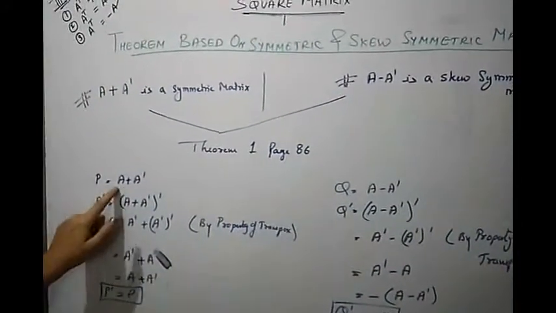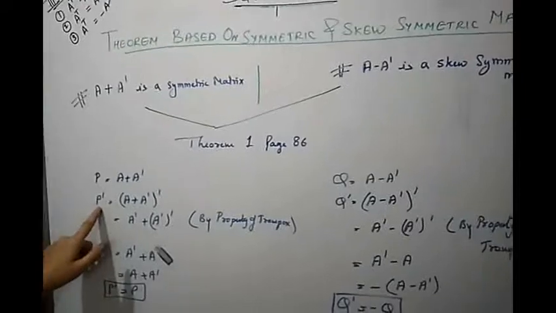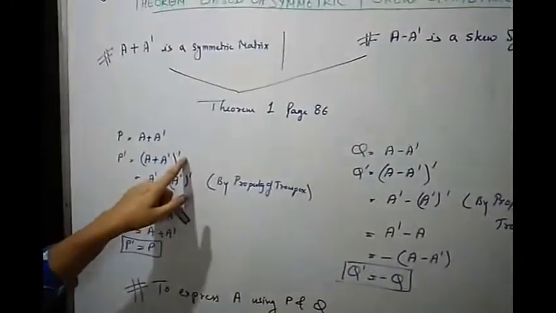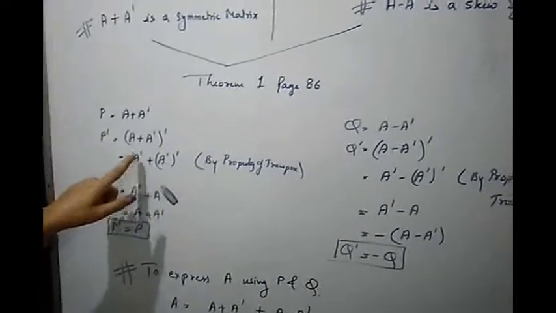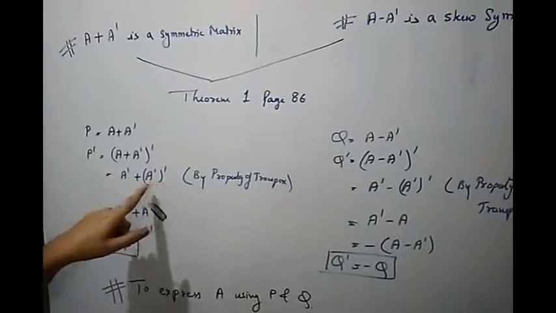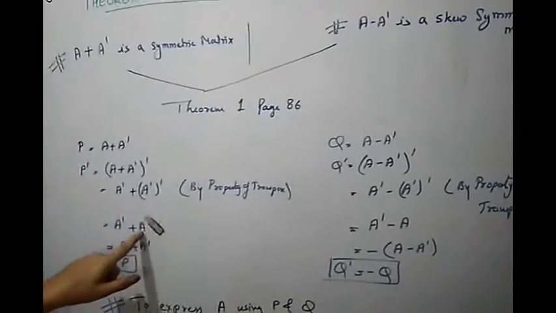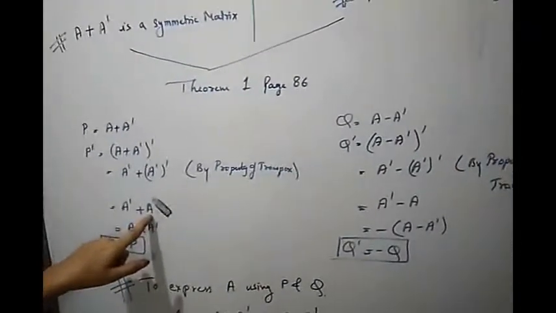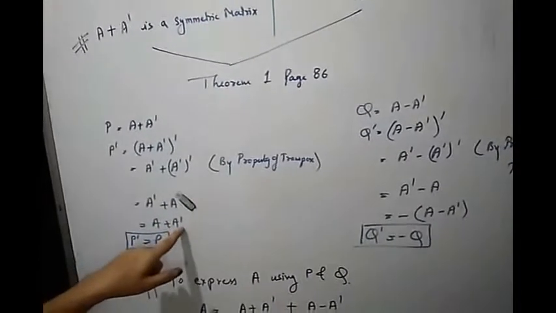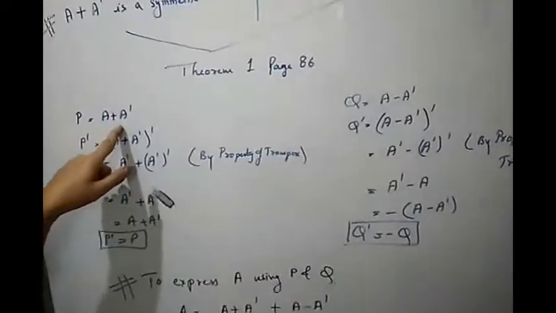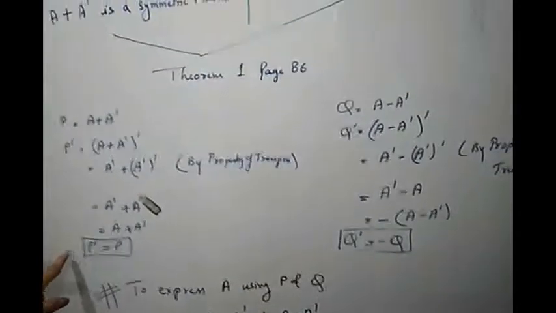Let P be the matrix A plus A dash. Then P transpose will be equal to A plus A dash, the whole transpose. Now by the property of transpose, you know that this is A transpose plus A double transpose. If we transpose 2 times, we will be getting the matrix itself. So A transpose plus A can be written as A plus A transpose, which is P itself. That means P is symmetric.